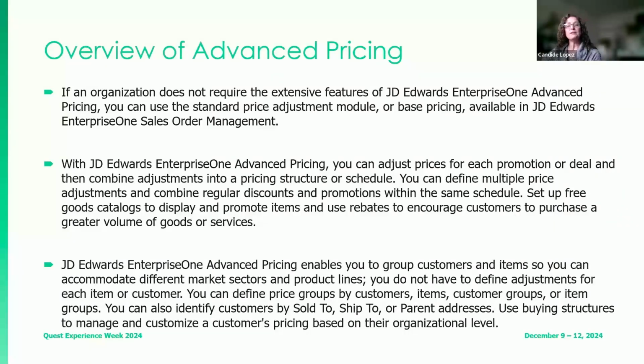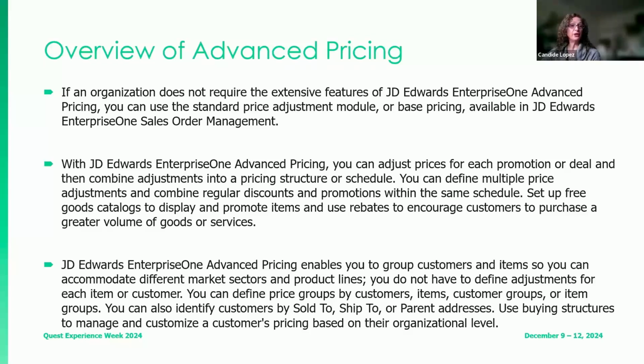You can adjust prices with advanced pricing. So you can start with a base price, and then you can adjust prices for promotionals, deals. You can combine multiple adjustments. Your adjustments can be accruals. They can add to a line. They can take away from a line. They can add to an order. You can basket multiple items together for the purposes of pricing and offering discounts or promotions.